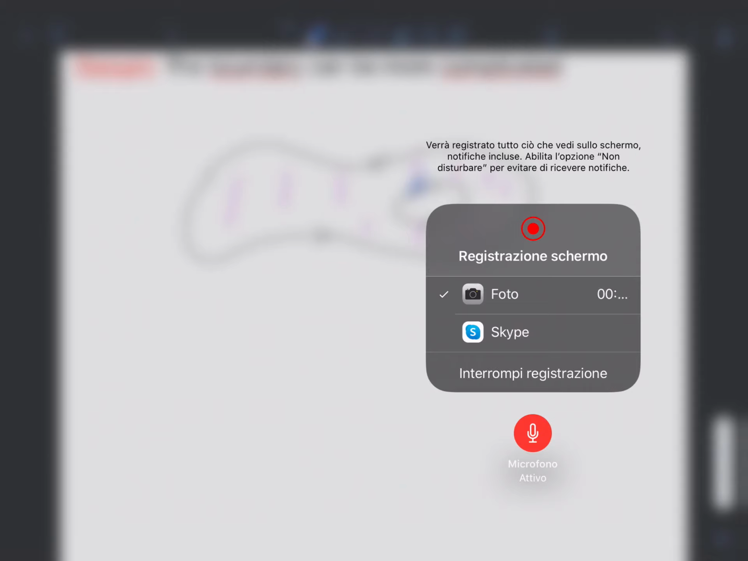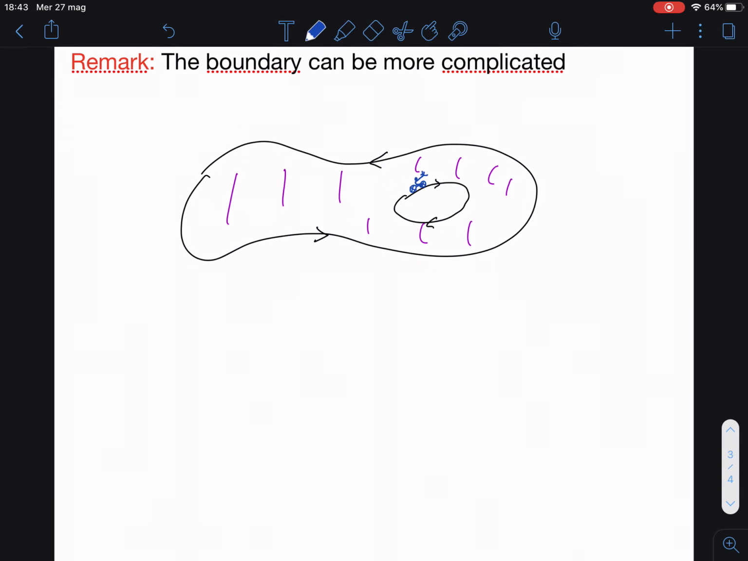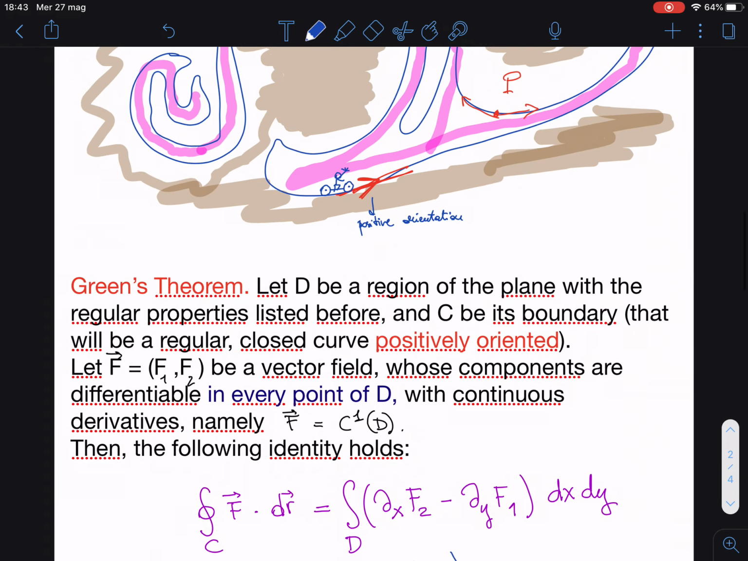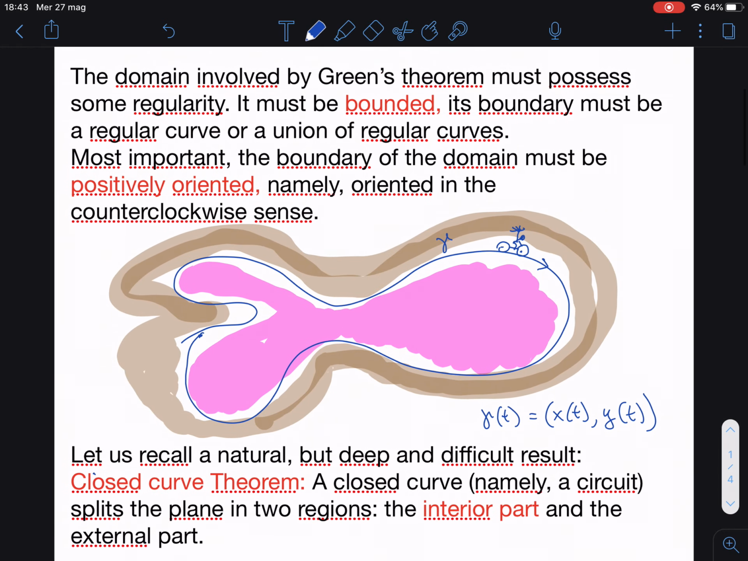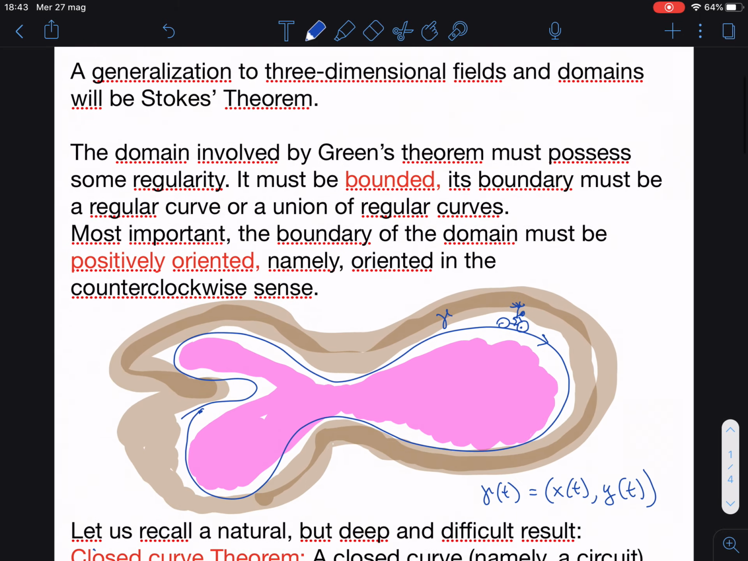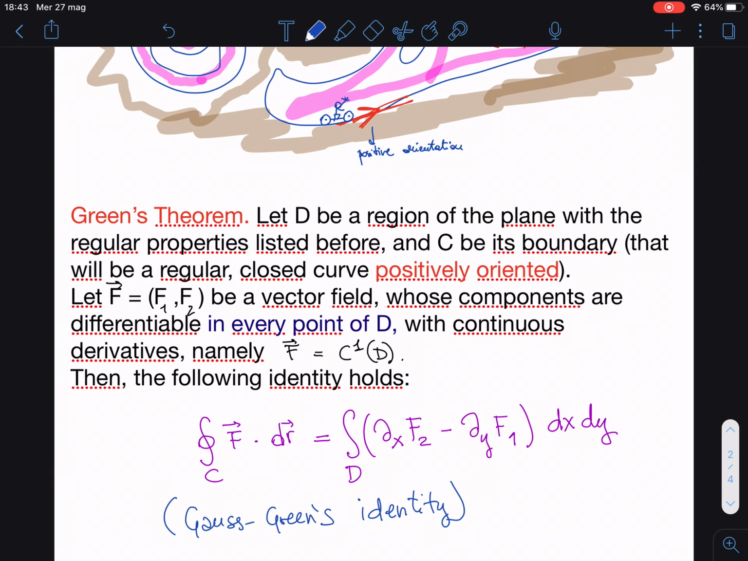Okay, hello to everybody again, and let us go a little further with Gauss-Green. I don't want to read so much from the last lecture, except the theorem. The theorem says, consider a region of the plane with some regular properties.